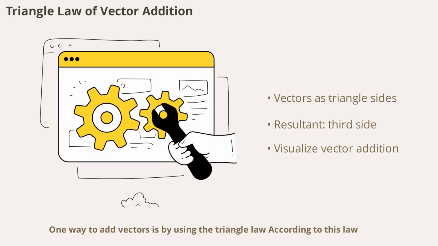One way to add vectors is by using the triangle law. According to this law, if two vectors are represented as two sides of a triangle taken in order, their sum is given by the third side, taken in the opposite order. This graphical method helps visualize how different vectors combine to produce a resultant vector. It's especially useful in physics problems where forces or velocities act at angles to each other. Let's see how this works with a simple example.